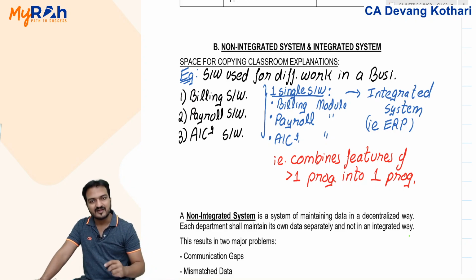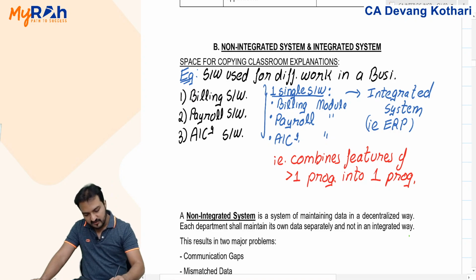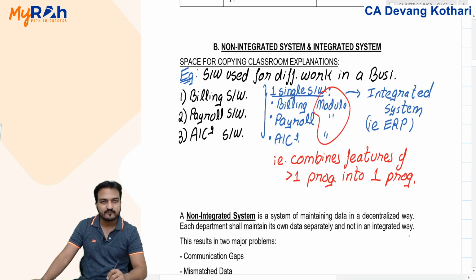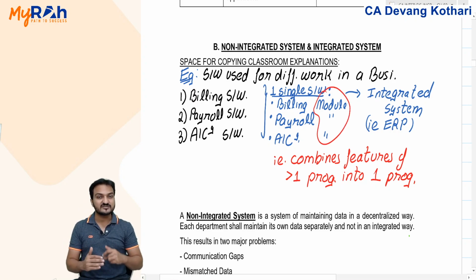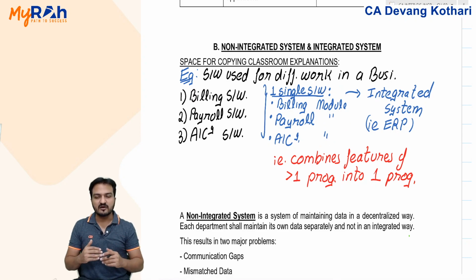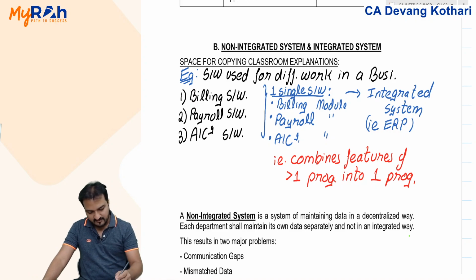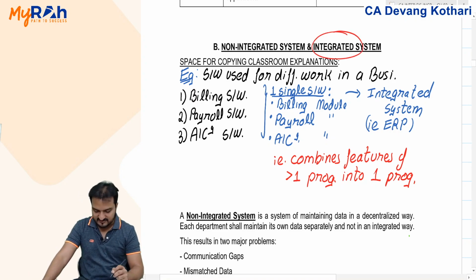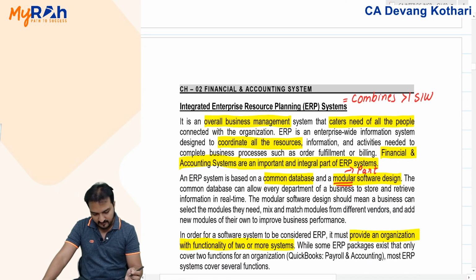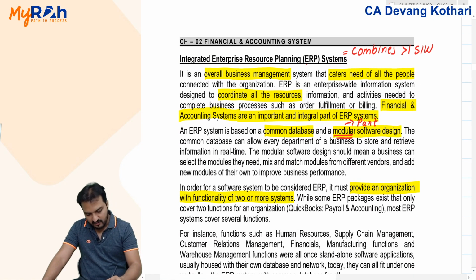The second major benefit is reporting. Now that all the data is in the same software, it can give you better reports. It can give you reports getting data from more than one module together. All that was the benefits of having an integrated system. All that you will see over here. Integrated system or ERP system combines more than one software into one.